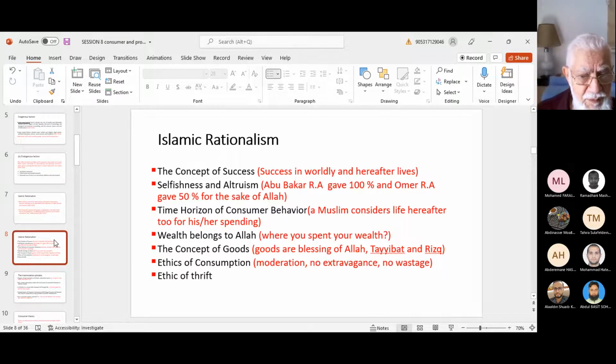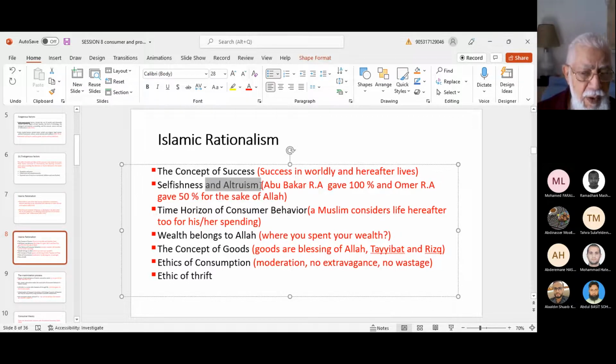Where is the altruism in giving to charity 50 percent or more or less, where is it? Especially when you say, as you put it as a title here, selfishness and altruism. What is the Islamic theory here? I think you probably need to amend this point. It is not selfishness and altruism. It's rather selfishness through altruism.